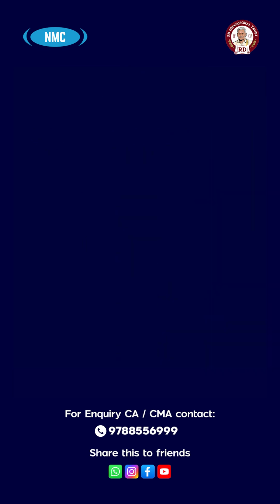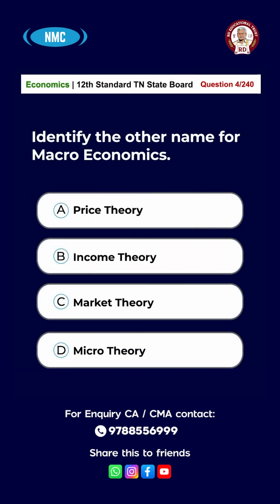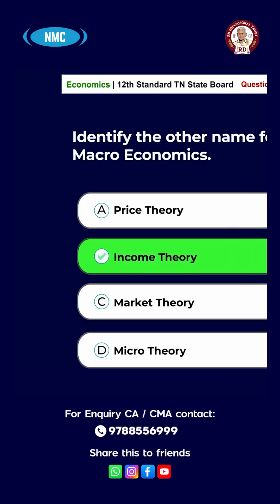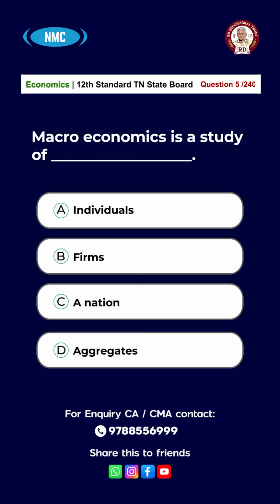Question number 4. Identify the other name for macroeconomics. A. Price theory, B. Income theory, C. Market theory, D. Micro theory. And the answer is option B, income theory.